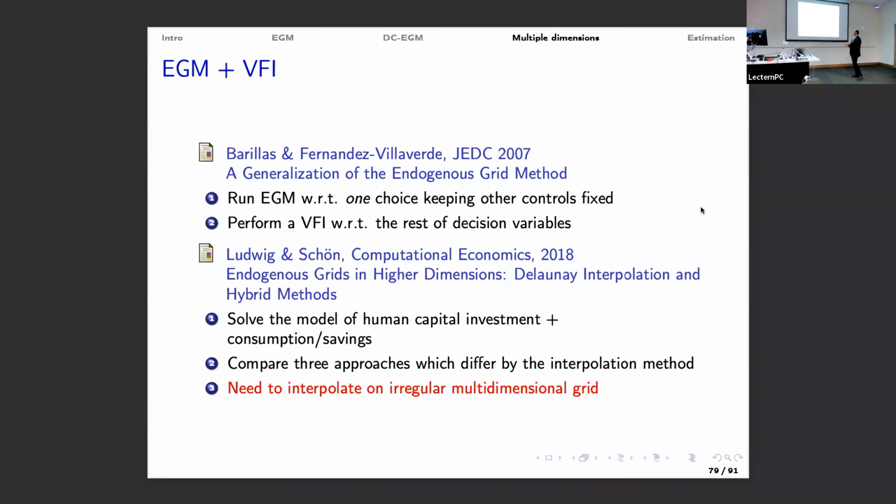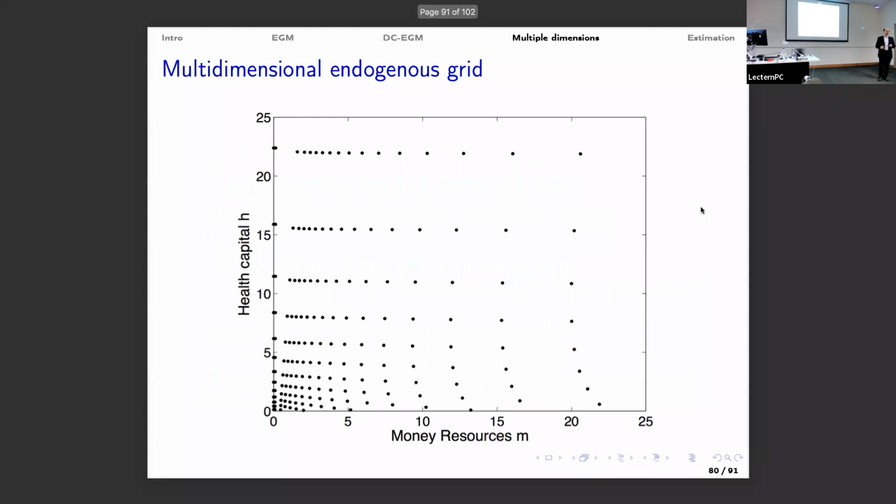Ludwig and Schön had basically taken this problem at face value and compared several approaches of how EGM can be applied. The problem, of course, is that if you have an endogenous grid in multiple dimensions, then you end up with a non-regular grid in multiple dimensions. How do you interpolate anything on this grid? That's a computational problem in itself.